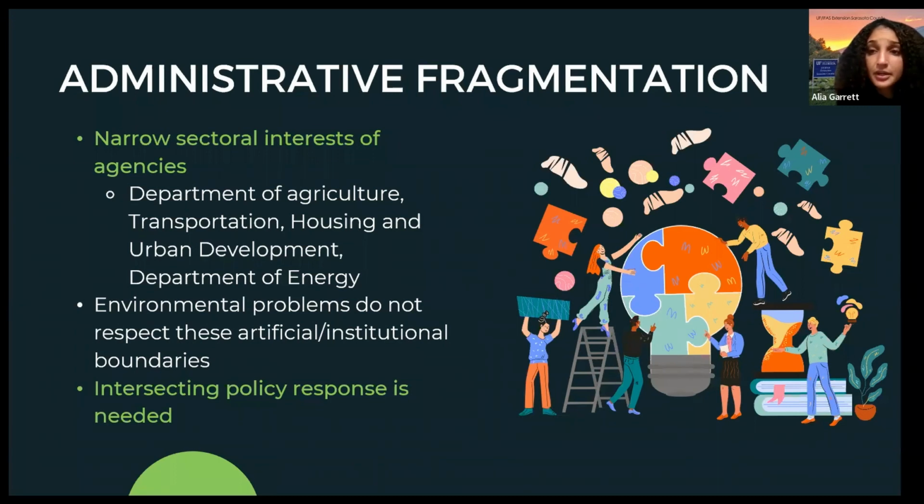Administrative fragmentation. So there's narrow sectoral interests of our agencies. So there is the Department of Agriculture, Transportation, Housing and Urban Development, the Department of Energy. But environmental problems do not respect these artificial institutional boundaries. So intersecting policy response is needed. We can't fix our environment in our own little silos. We really do need to communicate and be on the same page, because a lot of the problems that we're facing are extremely interconnected.